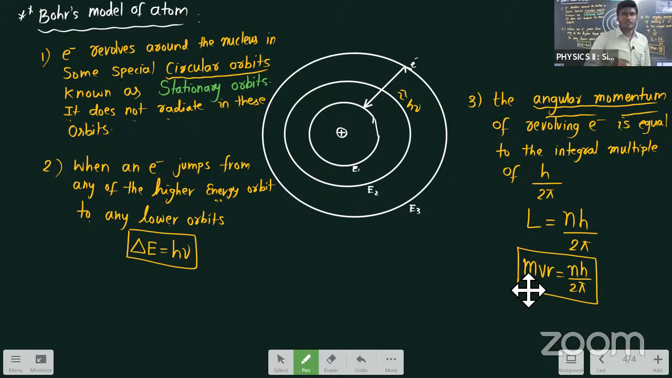So from here, we'll get one more question. What is that question? Bohr was asked to explain this statement, but Bohr was unable to do so. He was asked to derive this formula, but Bohr was unable to do so. Then who has explained this concept? De Broglie has explained this concept. Let us move on to that question itself. What is the question? De Broglie's explanation of Bohr's quantization rule.